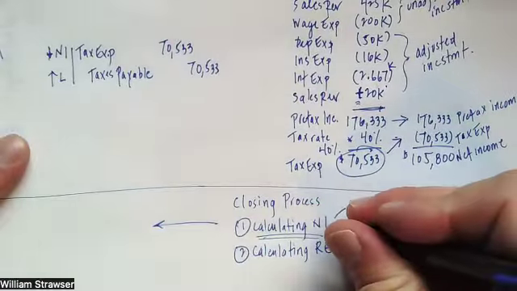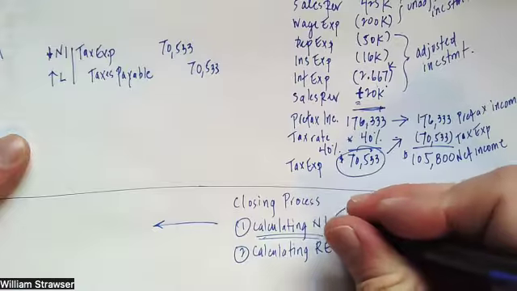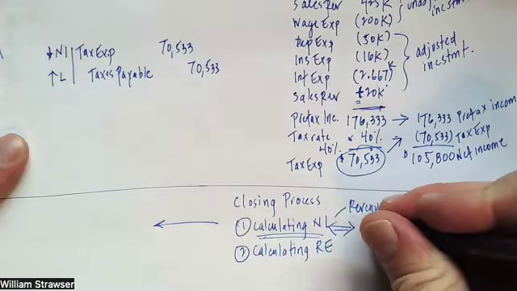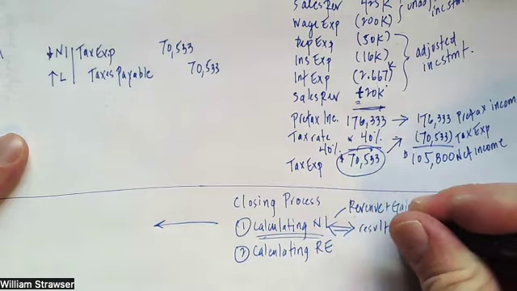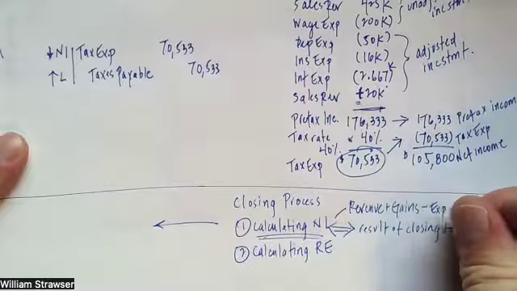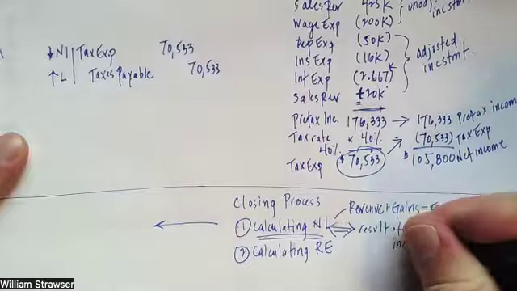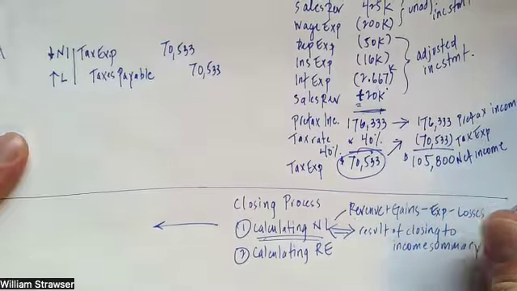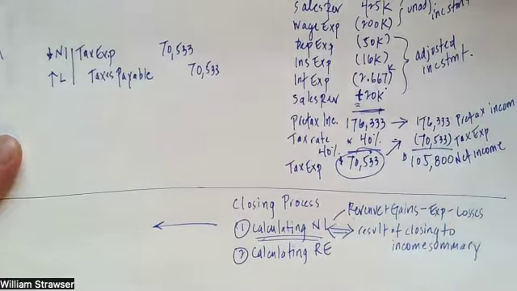because really net income is just the result of closing to the income summary. And when I do the T account, it might make a little bit more sense.